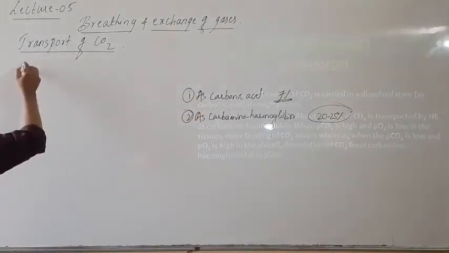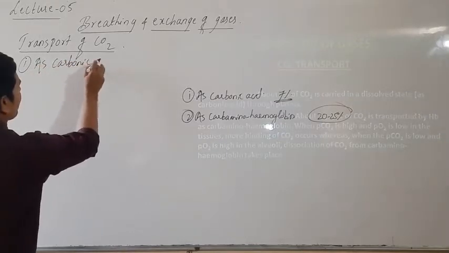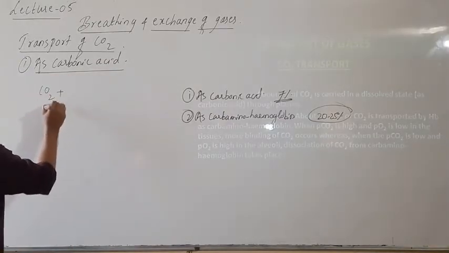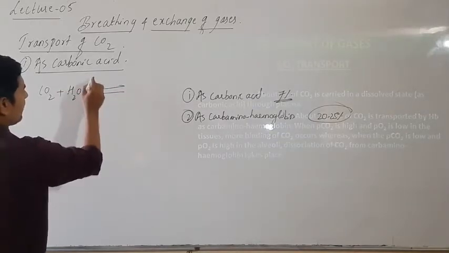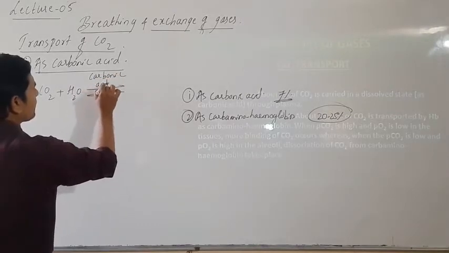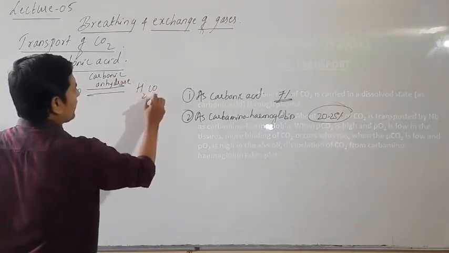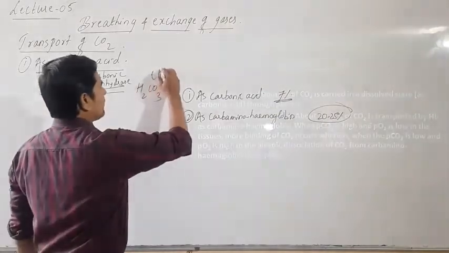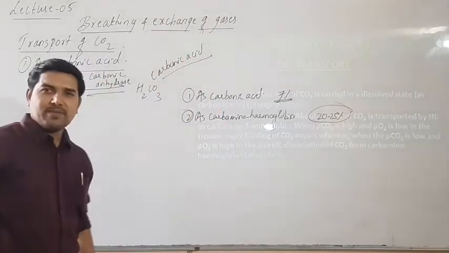Now, suppose if we look at the first one as carbonic acid. Carbon dioxide combines with water in the plasma in presence of an enzyme carbonic anhydrase, and it forms into H2CO3. Okay, H2CO3, this is a carbonic acid.